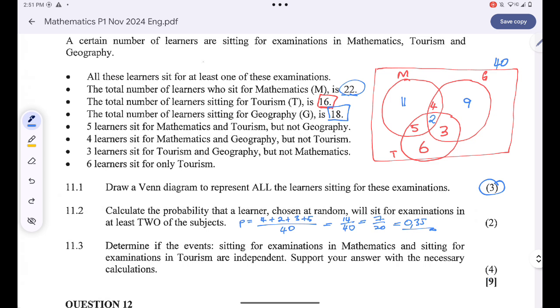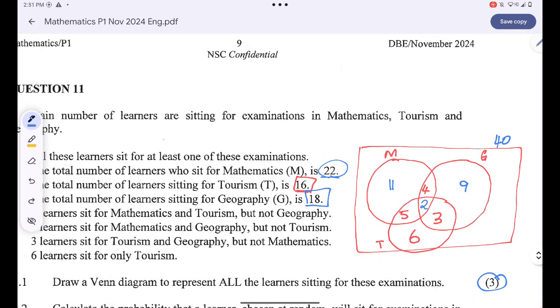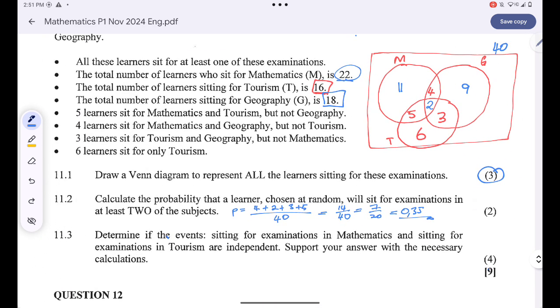Support your answer. Okay, remember that, guys. Events are said to be independent if the probability of a learner taking maths times the probability of a learner taking tourism is equal to the probability of a learner taking maths and tourism. If you can prove that this statement is true, therefore you can conclude that the events are independent. Are you together?